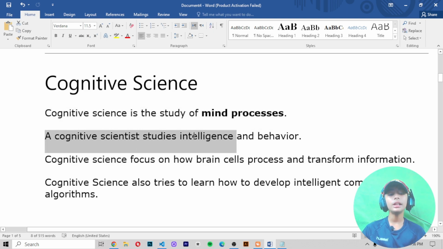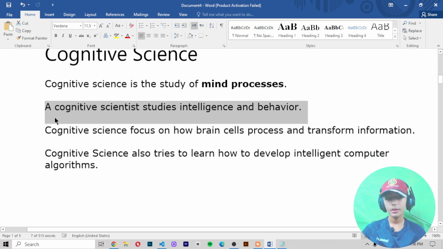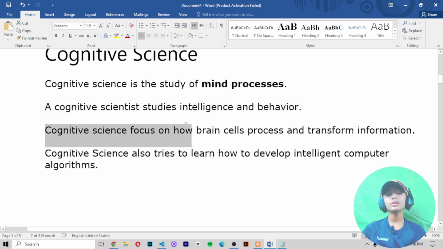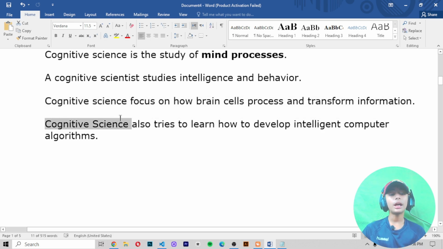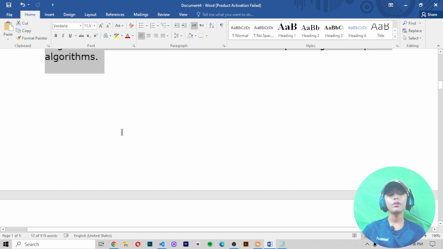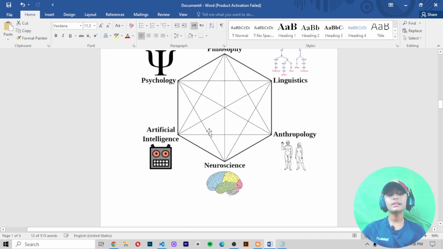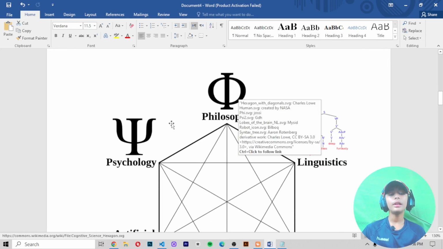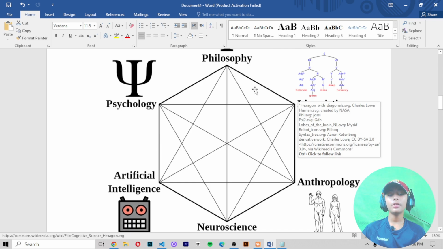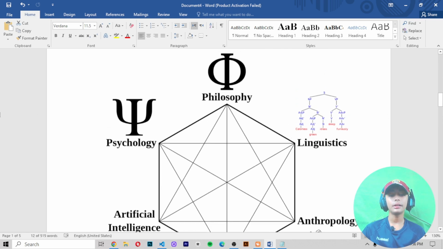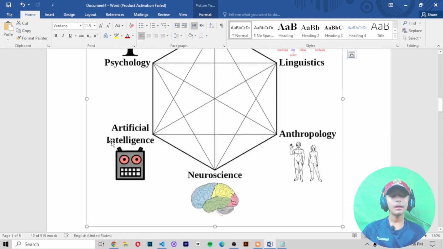A cognitive scientist studies intelligence and behavior. Cognitive science focuses on how brain cells process and transform information. Cognitive science also tries to learn how to develop intelligent computer algorithms. It draws on philosophy, psychology, artificial intelligence, neuroscience, anthropology, and linguistics.